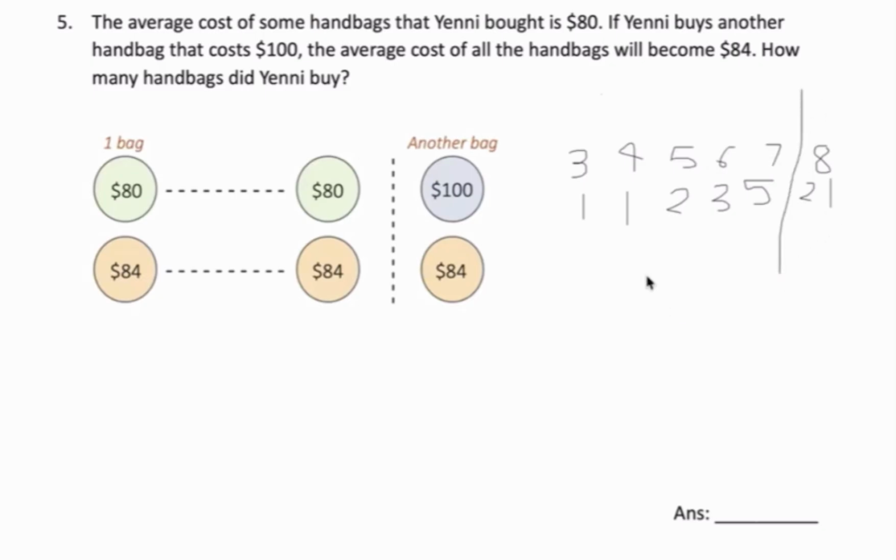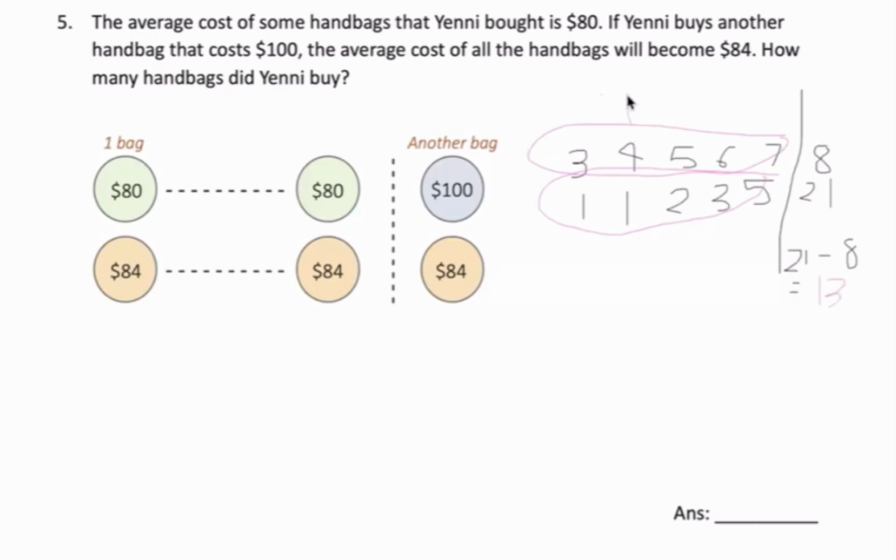Now, I can tell you the difference between 21 minus 8 will be equal to the difference between the total of this row minus the total of this row. Now, 21 minus 8 is what? Everybody calculate. 21 minus 8 is 13, right?